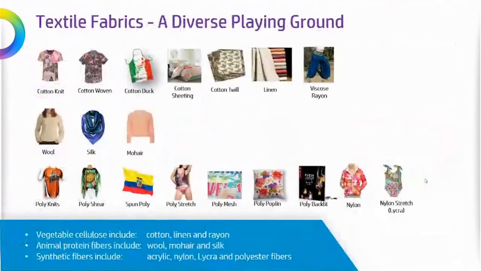Textile fabrics. So what all are the fabrics that can be printed on? Well, cotton, and then you have your animal fibers, your wool, your silk, your mohair, and then you have your polys. Now we're really going to focus on our polys because, as you know, dye sublimation can only print on polyester or a blend thereof.